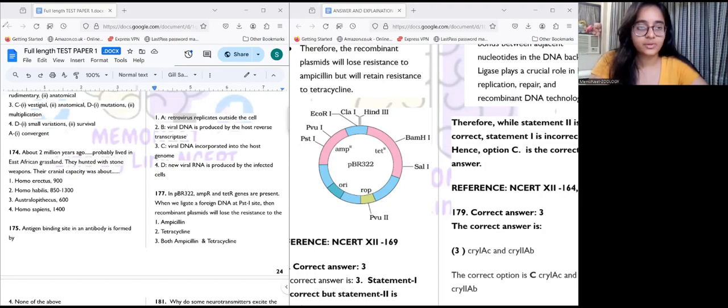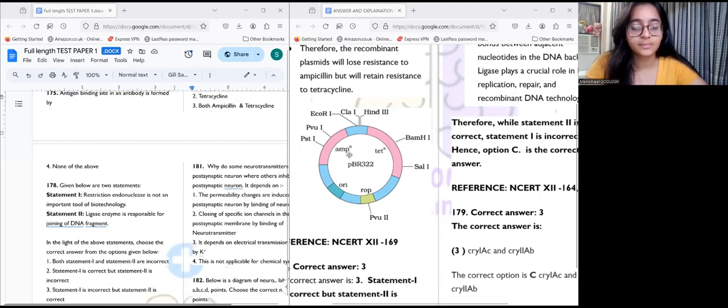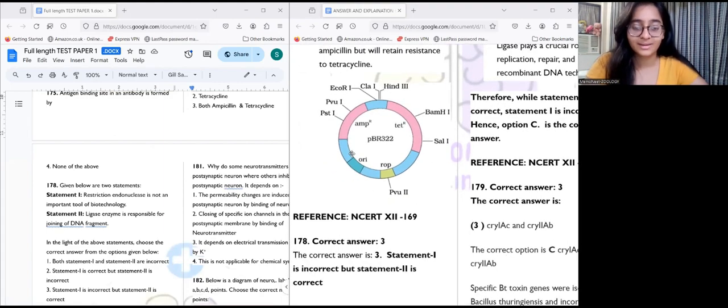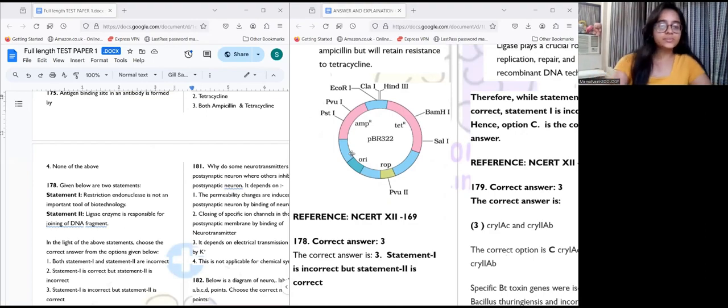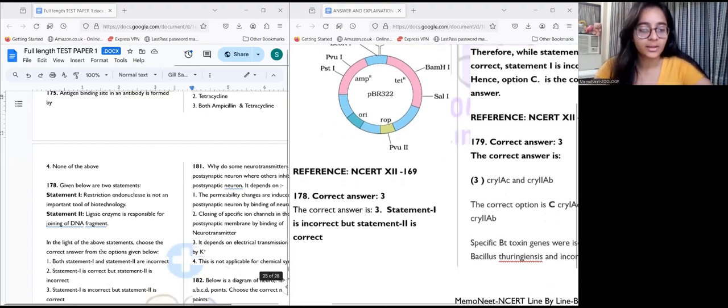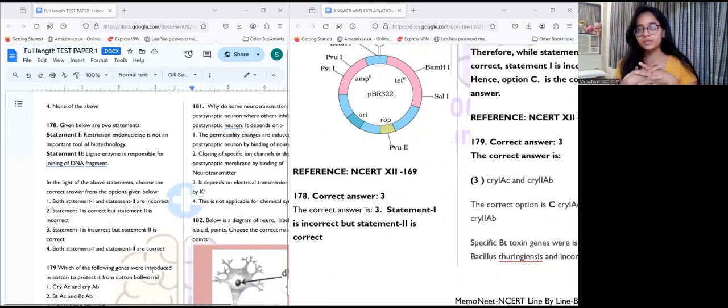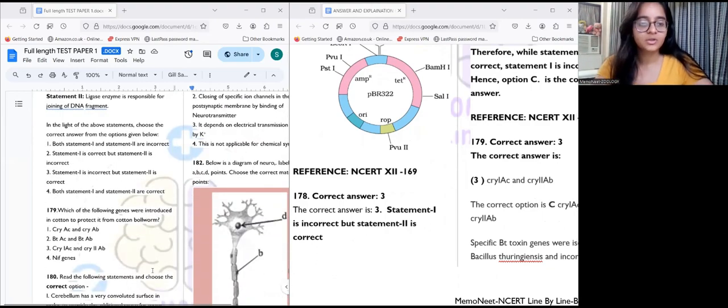Okay, moving on to the next question. 178. Given below are two statements, restriction endonucleases is not an important tool of biotechnology. Is that true? No, definitely not. Ligase enzyme is responsible for joining of DNA fragments. Okay, the answer number is 3. Statement 1 is incorrect, but statement 2 is correct. Obviously, ligating means joining. Ligase enzyme is used for the same.